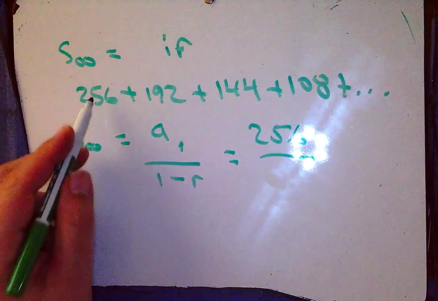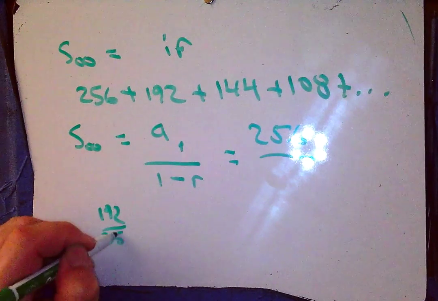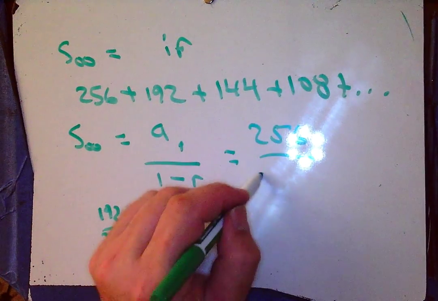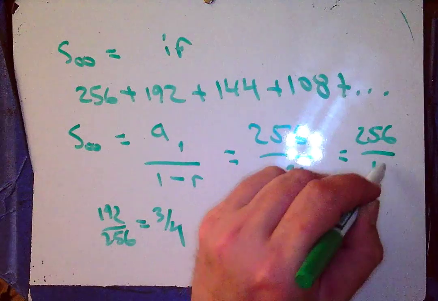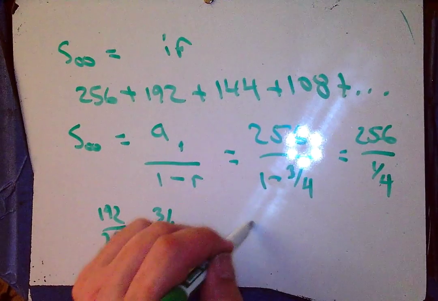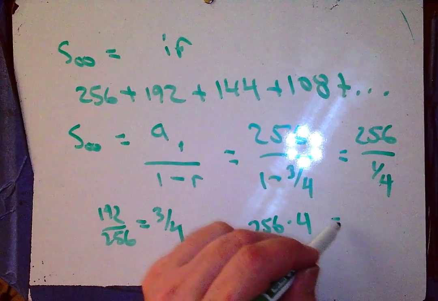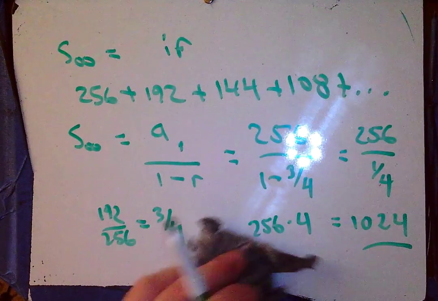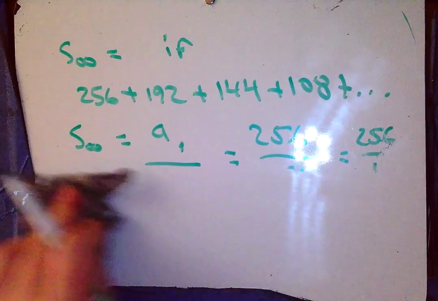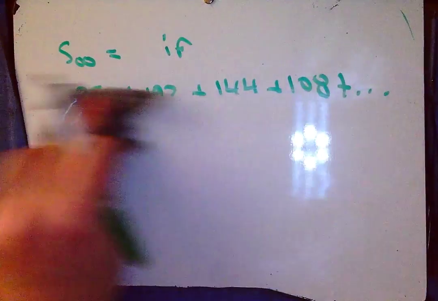And we found r for this sequence already. 192 over 256 was 3/4. So I've got 1 minus 3/4, which is 256 over 1/4. And that's the same as 256 times 4, which is 1024. 1024 will be the sum of the infinite number of terms in this sequence, which I think is really, really amazing. That A, we can find a sum, and that B, the sum can be a finite number, right? Okay, so let's go.